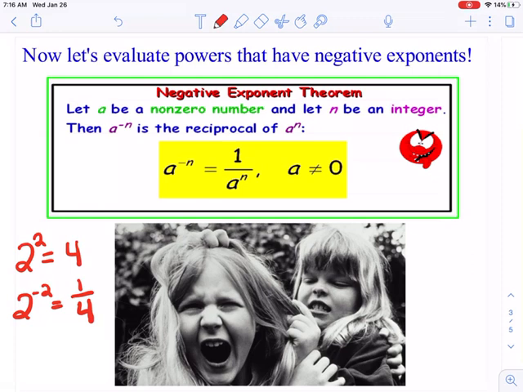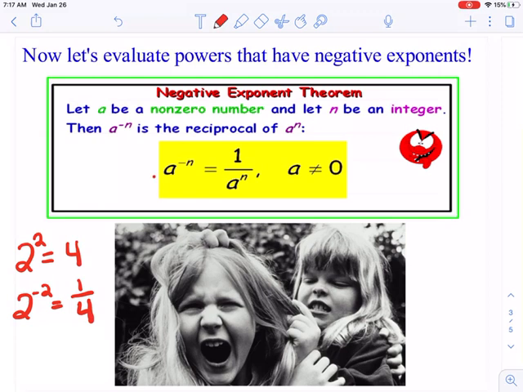Our negative exponent rule says if we have a negative exponent, we must make it positive before we evaluate. And we make it positive by moving it to the opposite side of the fraction. So like in this example here in the yellow box, a to the negative n, we have a negative exponent. We can't evaluate it as a negative exponent. We must make it positive.